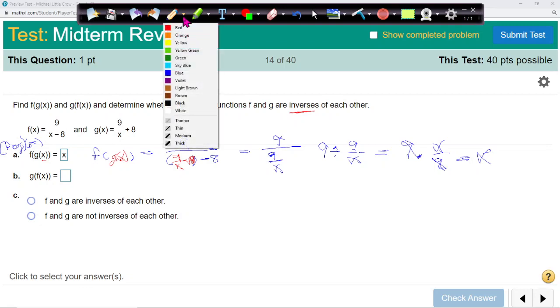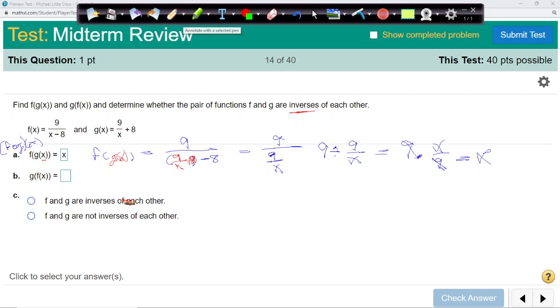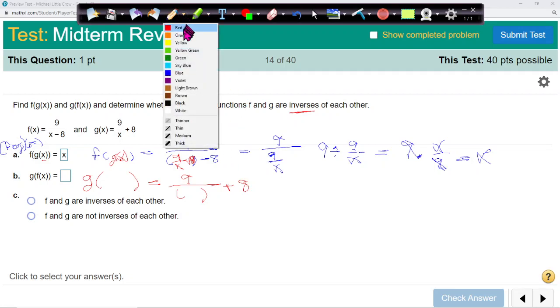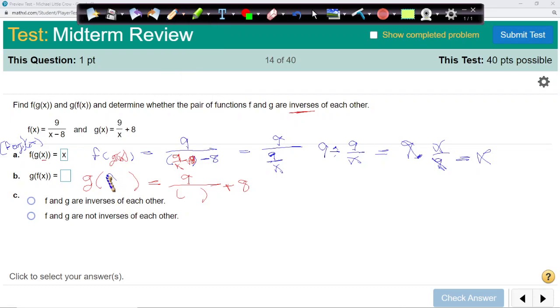Let's switch. Let's do the red first, so we're going to do g. We rewrite our function g of x, and that's going to be 9 over something, 9 over x plus 8 afterwards. What do we do? We plug in the other function. We're plugging f of x into here. Well, what's f of x? That's 9 over x minus 8. Okay, so we've got this complex fraction first.